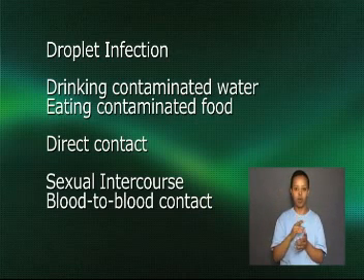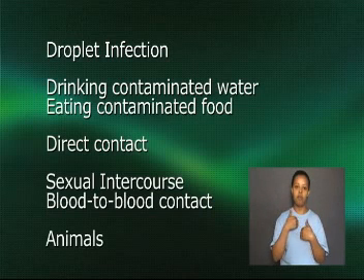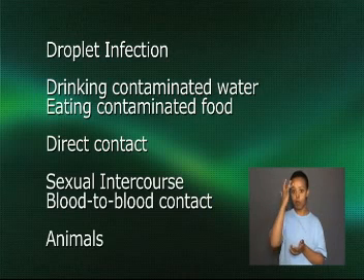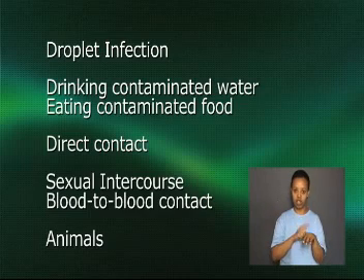Finally, the last route we will discuss is through animals. Diseases can be spread if you are bitten by an animal, exposed to or eat the meat of an infected animal. We have time for one last activity, students. Please name an example of a disease for each route of transmission. You may begin now.